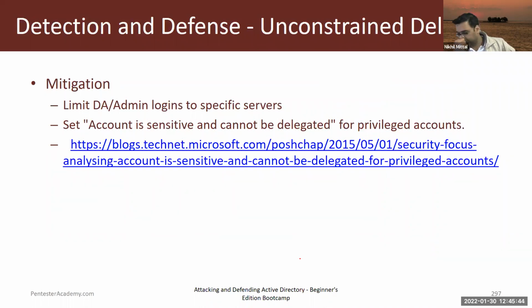So what is a detection against unconstrained delegation? I would say not to use it. This is 2022. Please stop using unconstrained delegation.